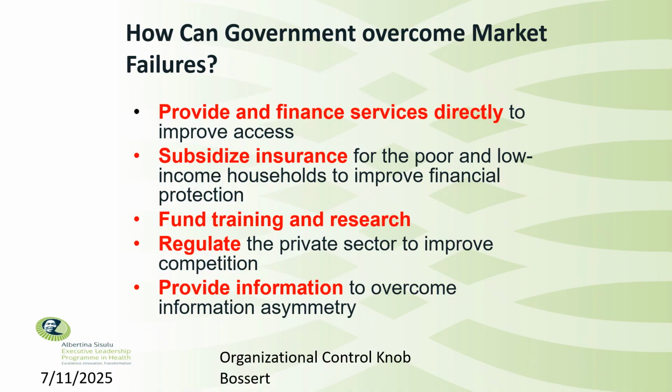Now, how can governments overcome such market failures? One of the mechanisms could be that governments would provide and finance services directly to improve access. They could subsidize insurance for the poor and low-income households to improve financial protection. They could fund training and research to find out what's the most cost-effective intervention or strategy or product or service that needs to be provided. They can regulate the private sector to improve competition. And they could provide information to overcome this information asymmetry.